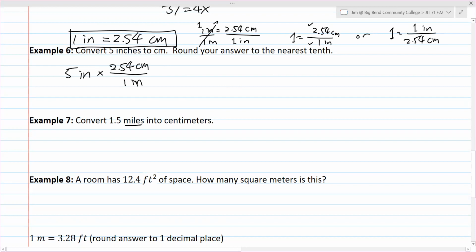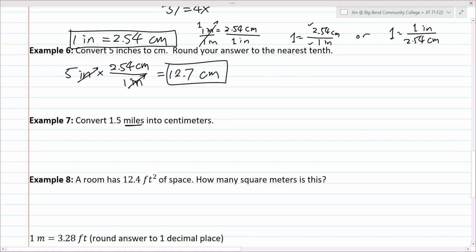And why do we do that? Yes, there's always a reason we do math in a certain way. We're doing this to divide out the inch unit, because we want to eliminate the inch unit to get the centimeter unit as a part of our answer. That's why. And then the answer will be 12.7 centimeter. All right. So this is the idea of unit conversion.